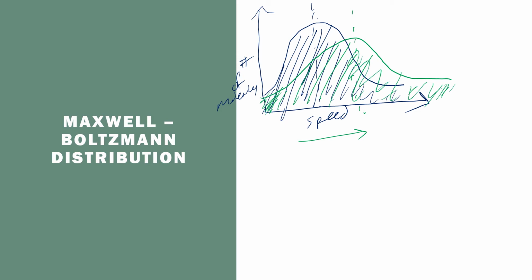Same idea if you're going backwards from that. If you decrease the temperature, your graph will look something more like this. So on average, the speed will be lower because it's at a lower temperature, but you still have the same number of molecules at that particular temperature. Just more of them are at a lower speed than higher speed. And that's what you need to get out of a Maxwell-Boltzmann distribution curve.